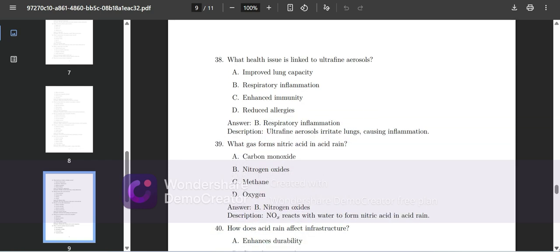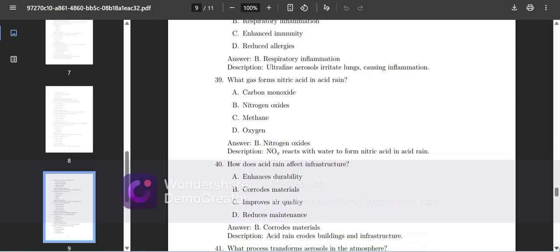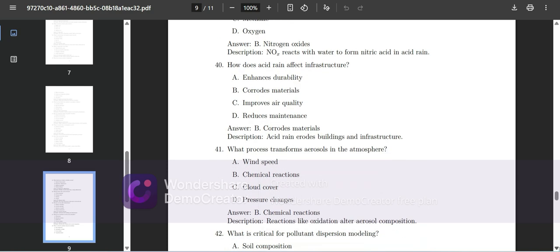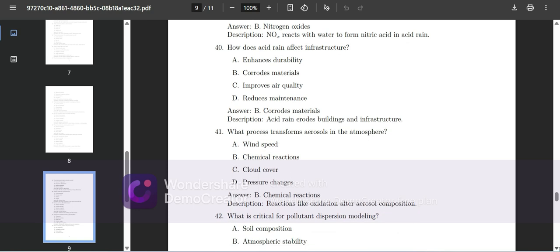What gas forms nitric acid in acid rain? Nitrogen oxide. Nitrogen oxide reacts with water to form nitric acid in acid rain. How does acid rain affect infrastructure? Corrodes materials. Acid rain erodes buildings and infrastructure.